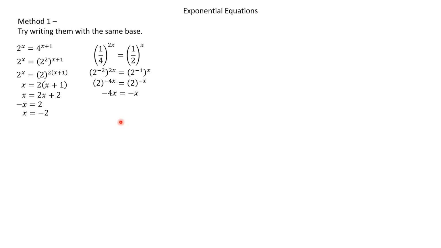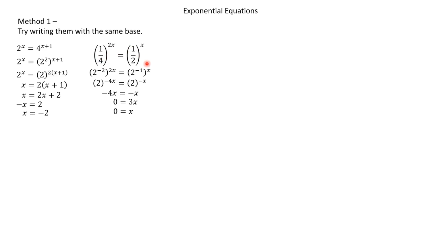Now, at this point, sometimes people start freaking out, because they're like, well, but negative 4x equals negative x, they can't be equal. They can. Just solve it like you would. Move the x's to the same side. I'm going to add 4x to both sides. 0 equals 3x. Divide by 3. x equals 0. Can x equal 0? Sure, x can equal 0. If we plug 0 in up here, we have 1/4 to the 0. Well, 1/4 anything to the 0 equals 1. This anything to the 0 also equals 1. 1 does, in fact, equal 1.